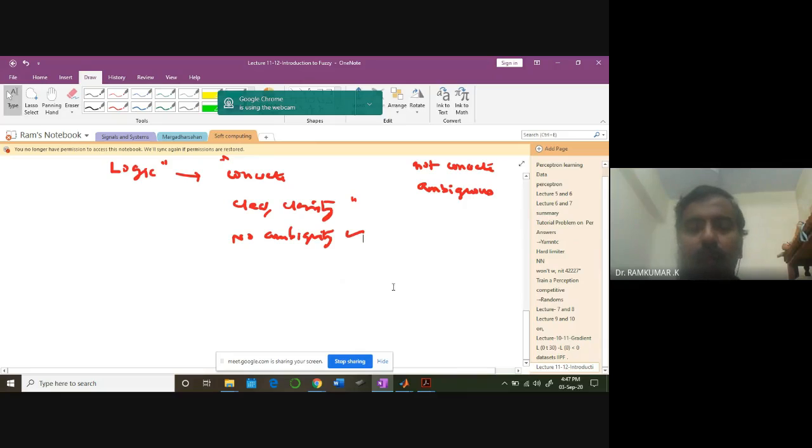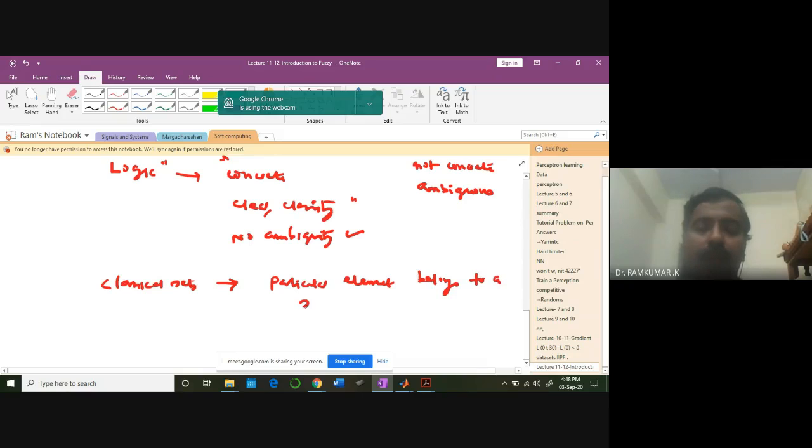In the same manner, logic is something like this, concrete, clear. So when you are talking about classical sets, you will check whether a particular element belongs to a set or not.